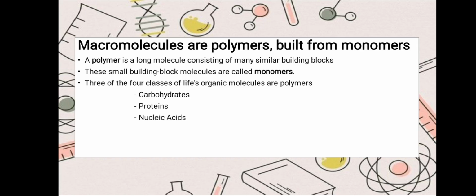Macromolecules are polymers built from monomers. A polymer is a long molecule consisting of many similar building blocks. The small building block molecules are called monomers. 3 of the 4 classes of life's organic molecules are polymers: carbohydrates, proteins, nucleic acids. Welcome to Moo Math and Science and Macromolecules.